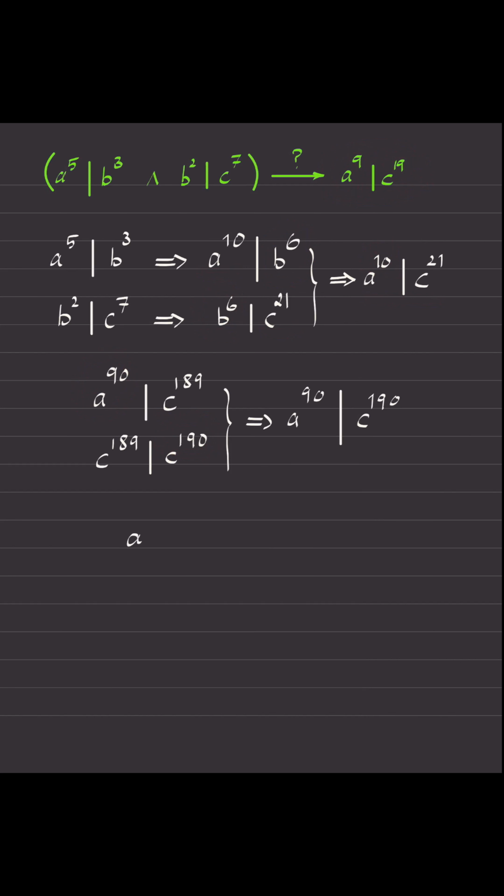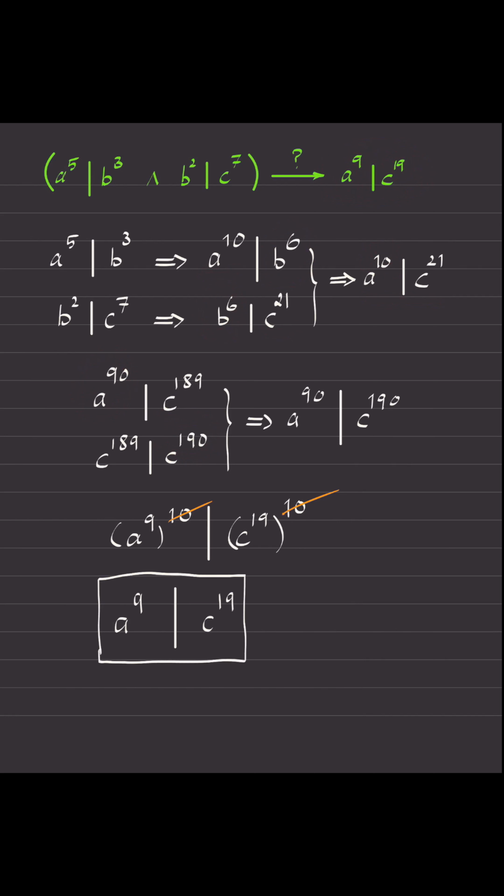The left hand side can be written as a to the power 9, to the power 10, divides the other side, which can be written as c to the power 19, to the same power 10. And we learned in lecture 2 that we can take the 10th root from both sides, meaning that I can drop the 10s if what is left on the left and on the right are integers, which in this case they are. What is left on the left is just a to the power 9, and what is left on the right is c to the power 19. These are integers because a and c are integers, so this divisibility is also possible. And we reach the goal.